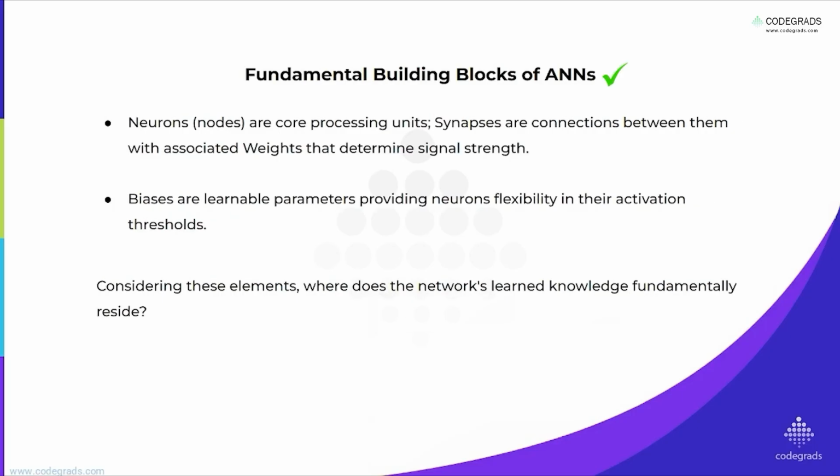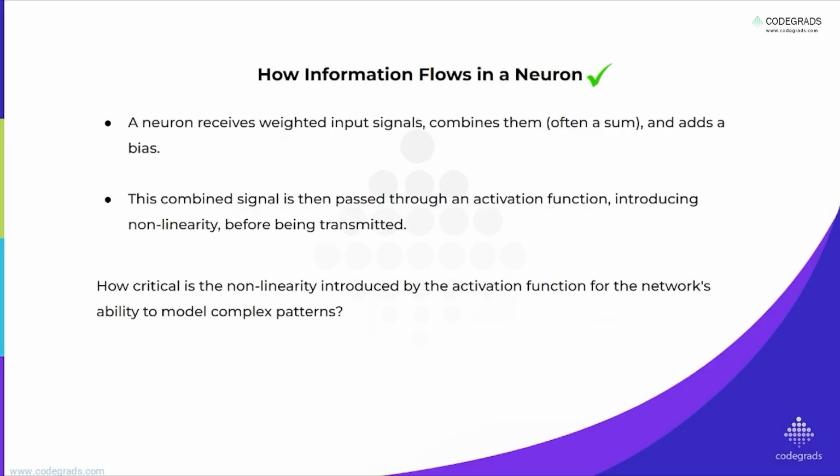Now, the fundamental building blocks of ANN. First of all, we'll see the neurons, which are the core processing unit, and the connections between them. Generally, weights are assigned between two connections. Whenever two neurons are connected, some weights are applied, and also biases. Now, biases are learnable parameters providing neurons flexibility in their activation threshold. Biases are generally applied at the head of each neuron, and they are most important parameters, as are the weights. We update these weights and biases, the parameters, so we can reduce the loss and the accuracy will increase.